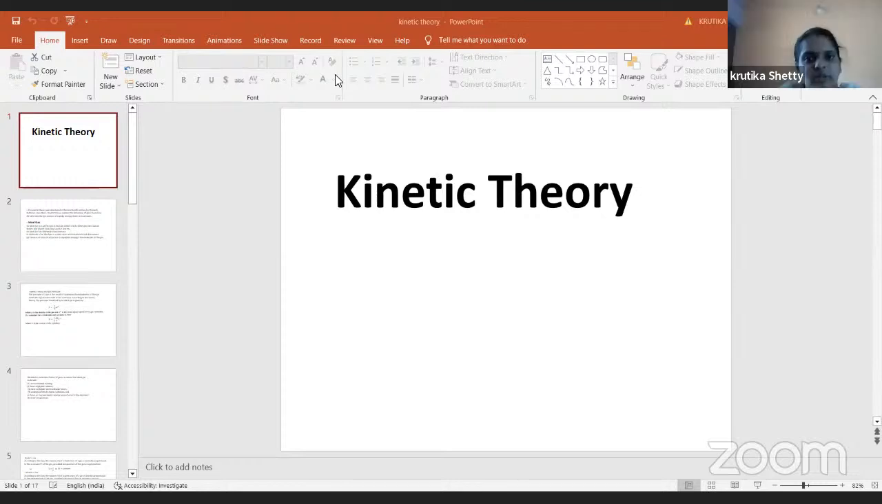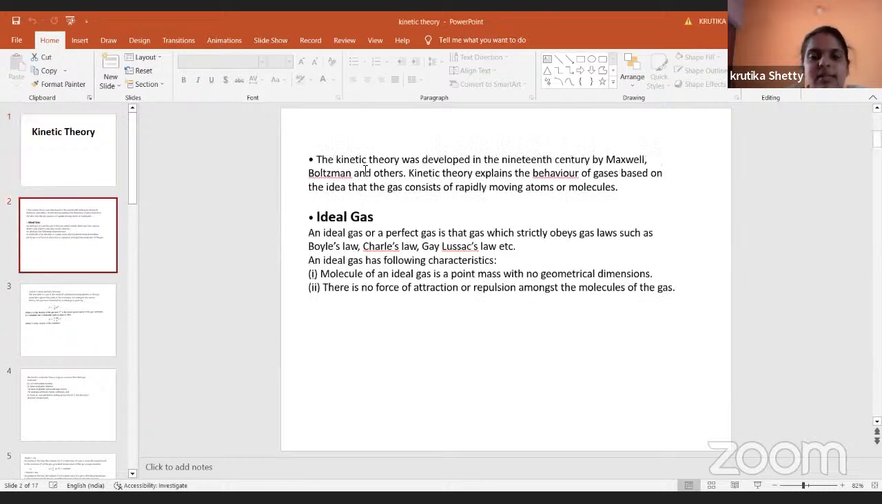So today we are going to start with kinetic theory of gases and radiations. So first, we will discuss questions and answers and the synopsis. Here you can see the first slide: what is this kinetic theory? The kinetic theory was developed in the 19th century by Maxwell.